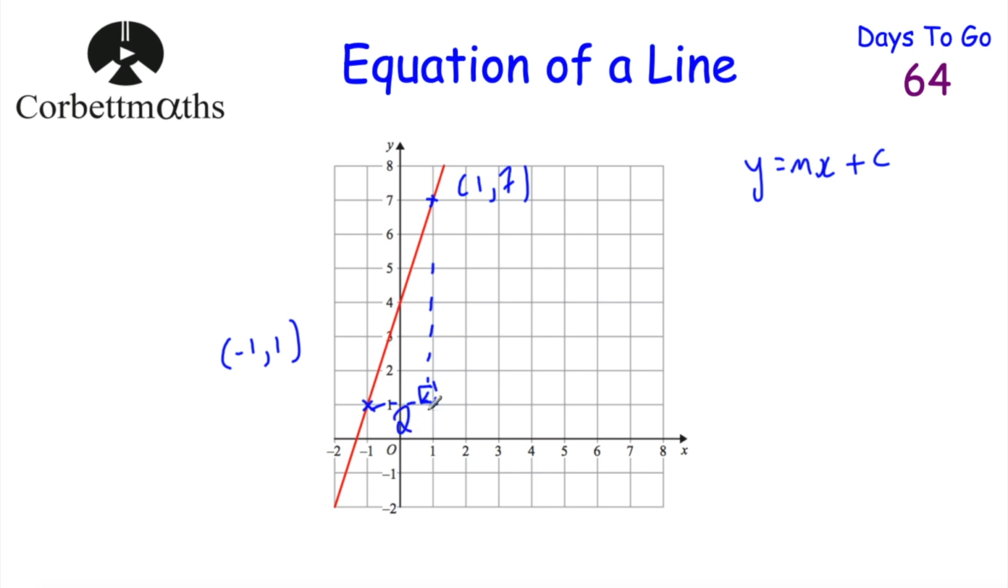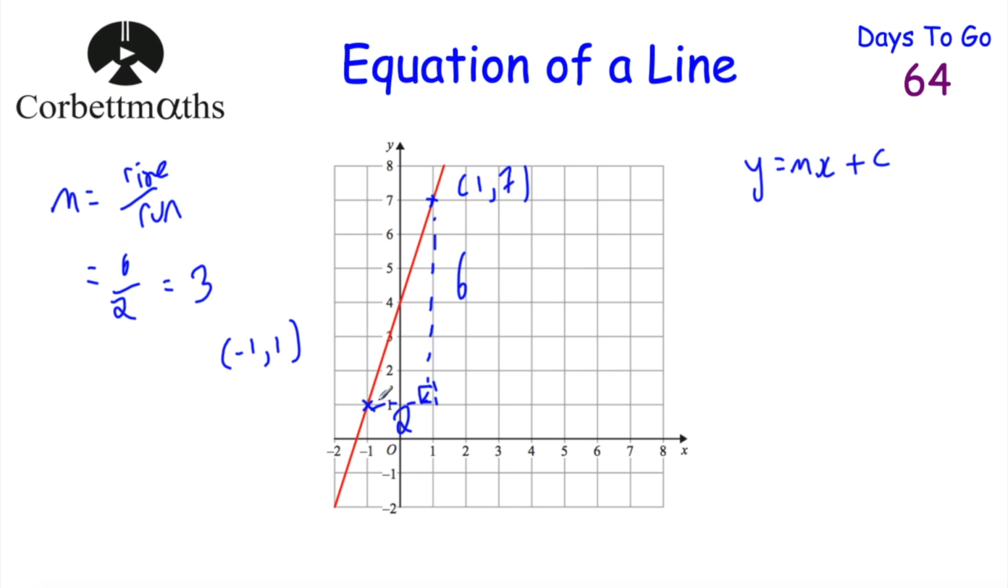And in terms of its rise, we're going from a height of 1 up to a height of 7. So the rise is equal to 6. So the gradient, m, is equal to rise divided by run, and that's equal to rise, which is 6, divided by the run, which is 2, and 6 divided by 2 is 3. So the gradient of this line is 3.